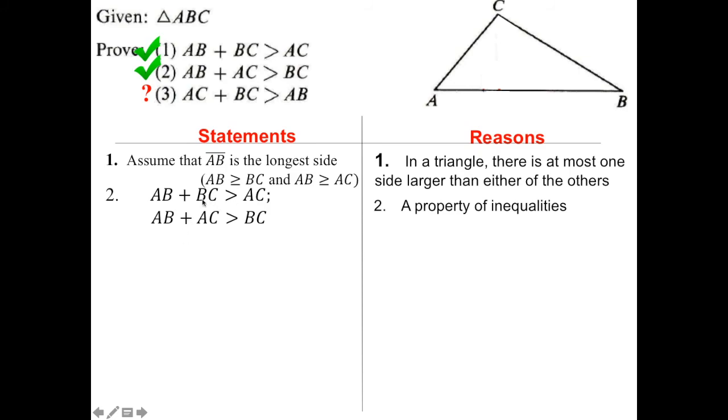Through a property of inequalities, we can prove statement number 2 and statement number 3, because we know AB is larger than AC, and AB is greater than BC. So we can add these two sides together, larger than the third side, and add these two sides here, larger than the other smaller side as well. So what we need to do is jump in and prove this.